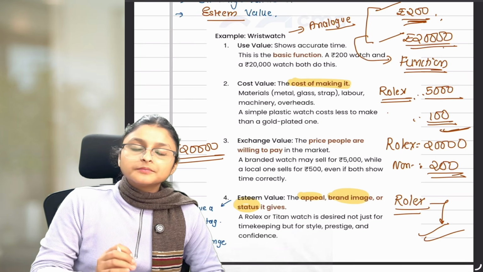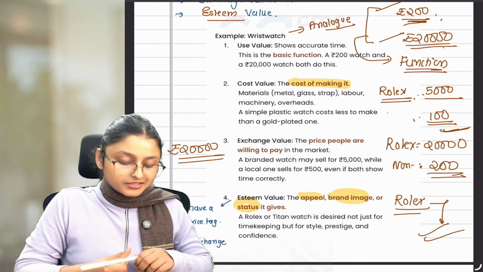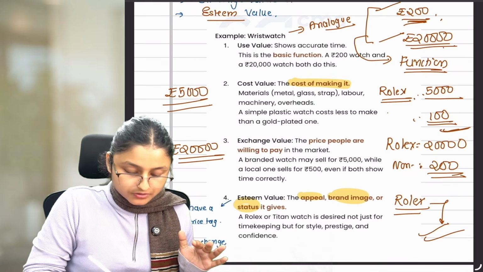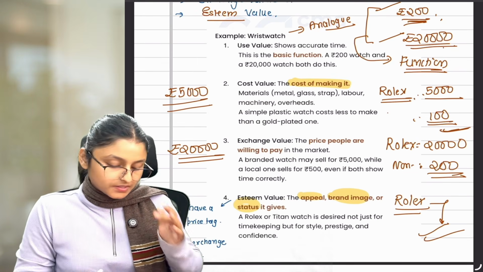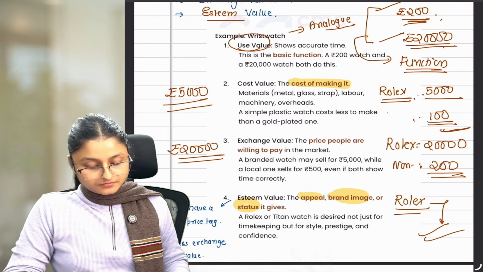For exchange value, you can directly calculate that this product is sold for 20,000 rupees. So this is the selling price and exchange value of the product. Cost also you can directly calculate: to make that product we have incurred a total of 5,000 rupees. For this also there is no issue. But how to calculate use value in money format?